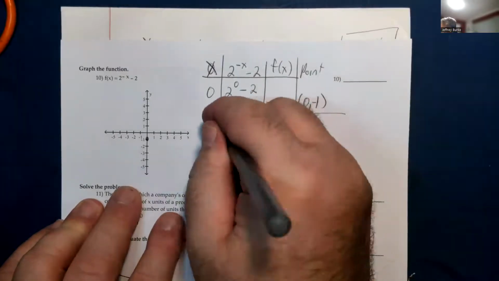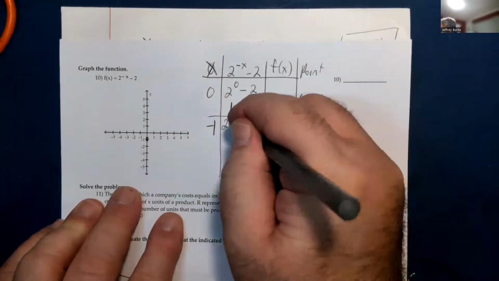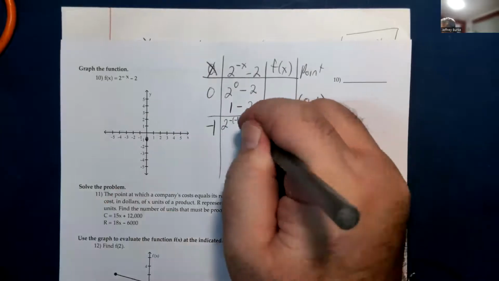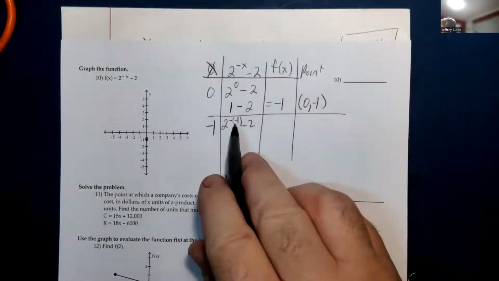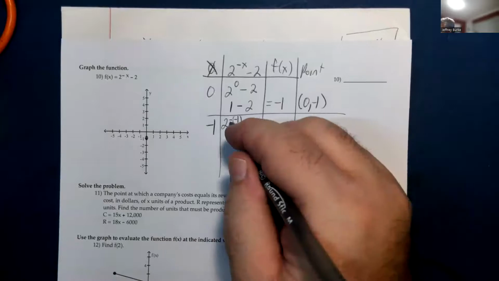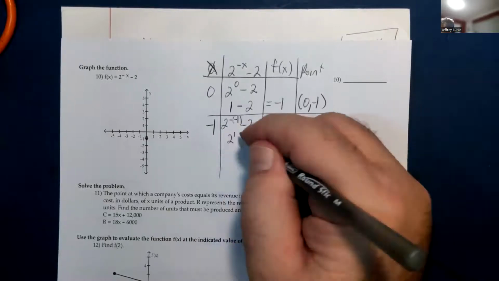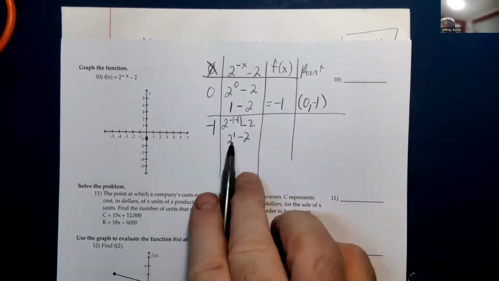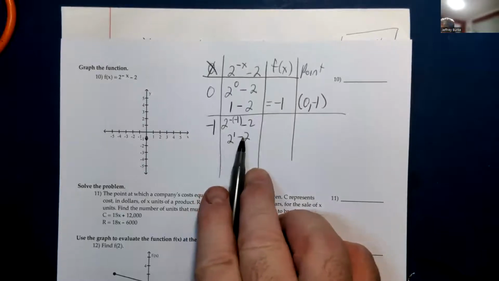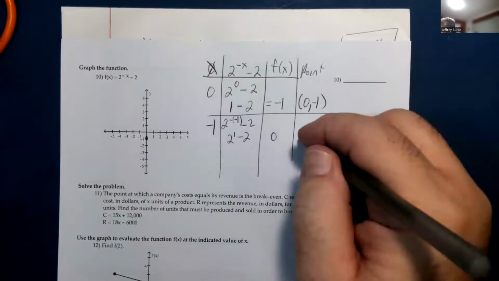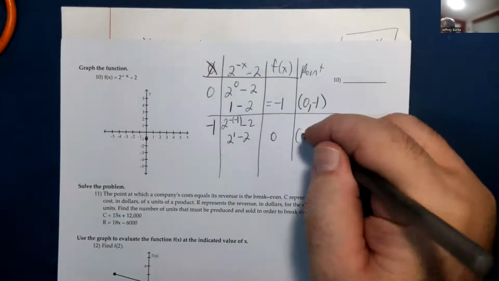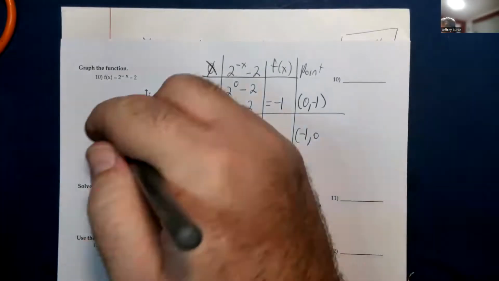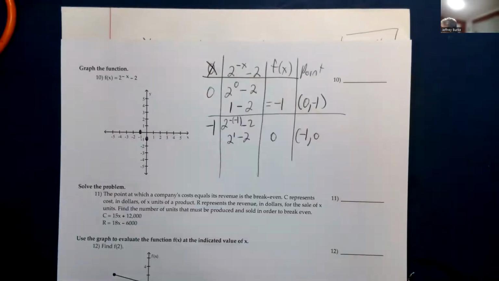The next one, let's go and put -1. So now we're going to have 2 to the -1 minus 2. Well, 2 to the -1 minus -1, that's going to give me 2 to the first minus 2. Well, 2 to the first is equal to 2, and then 2 minus 2, that's going to give me 0. So this is going to be the point -1, 0. So that's going to be a point that looks like this.